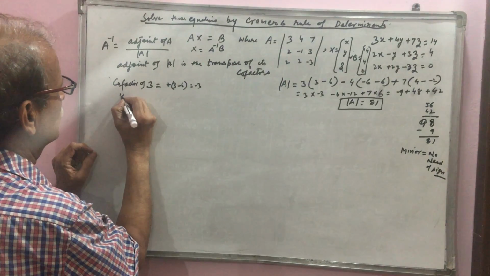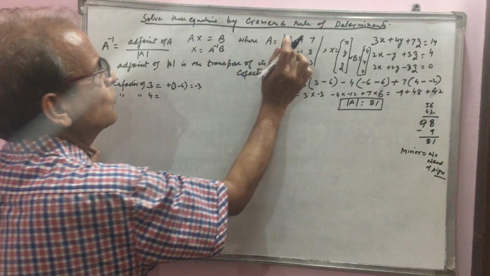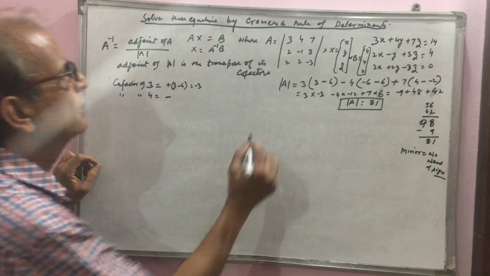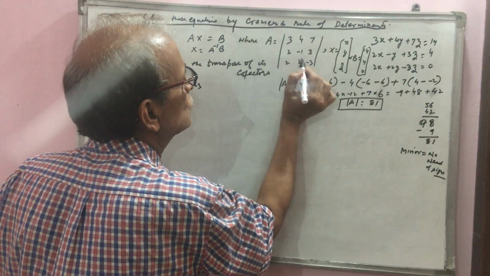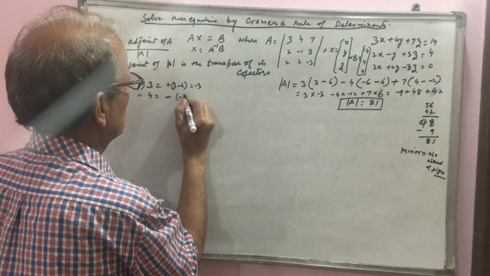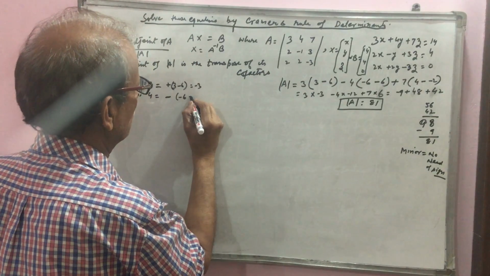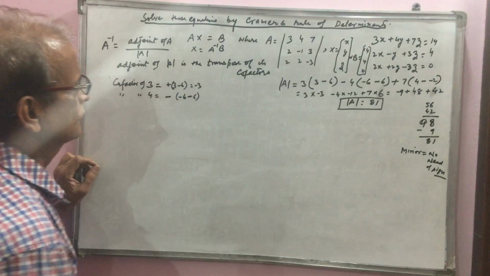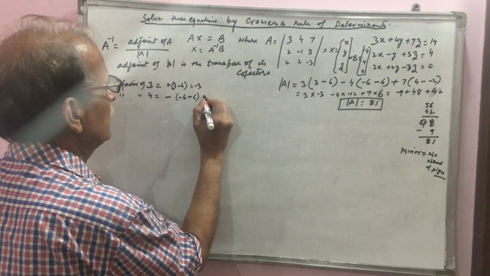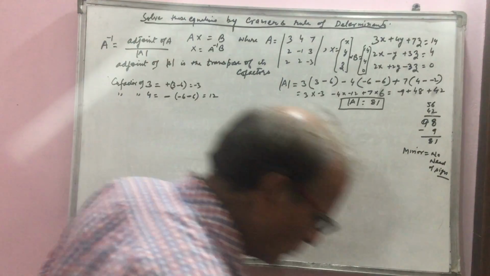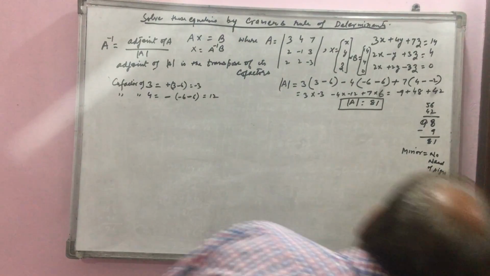Cofactor of 4. So positive, negative. Take the sign, negative. Delete this row and this column. 2 into minus 3, it is minus 6. And 2 into 3, put this minus itself. So it will be minus 12 into minus, plus 12. So minus 3 and plus 12.